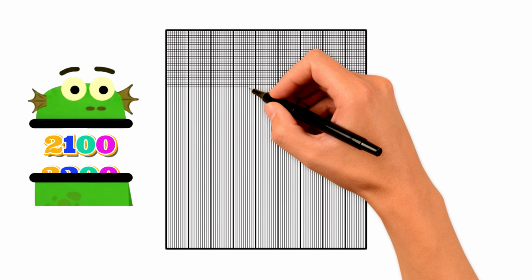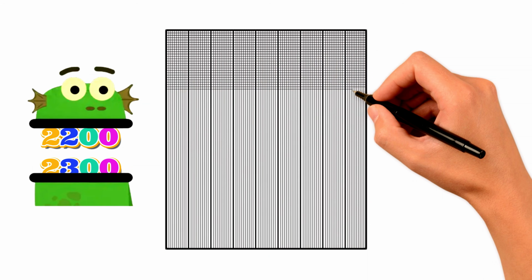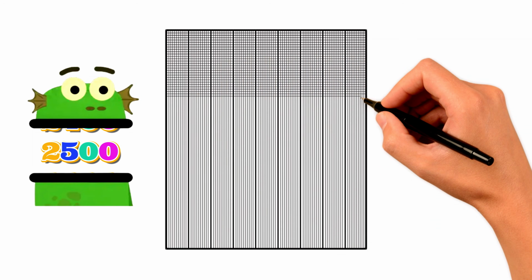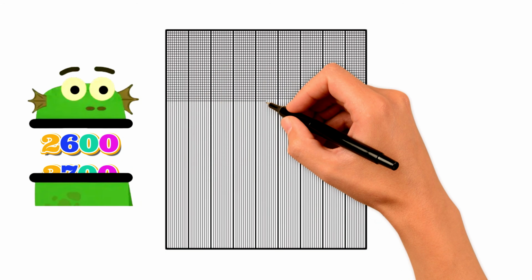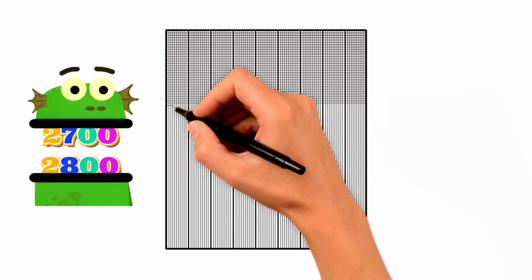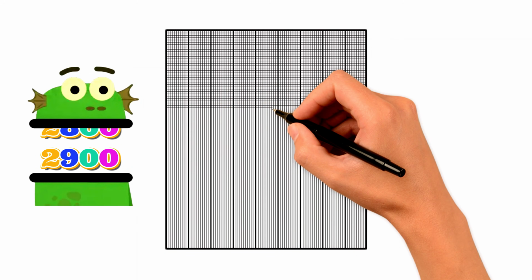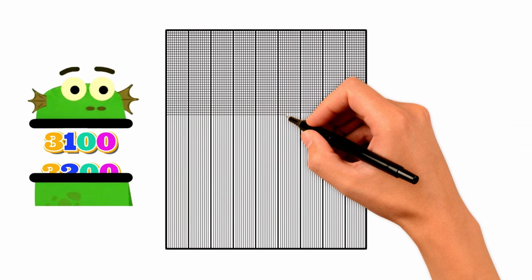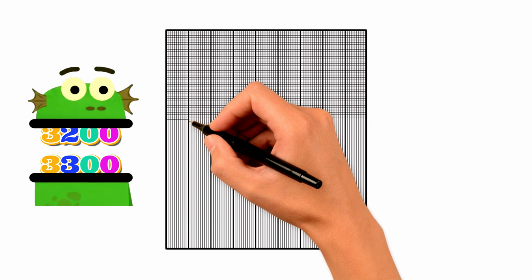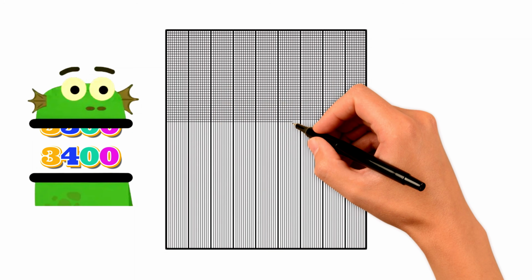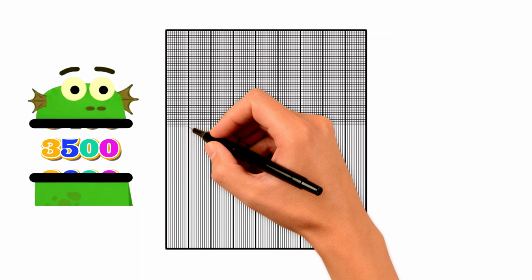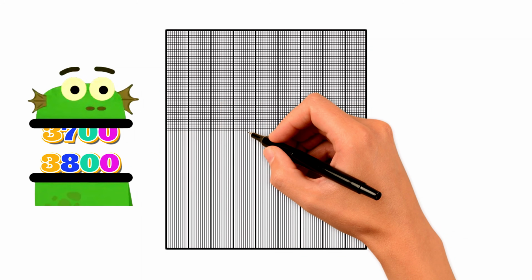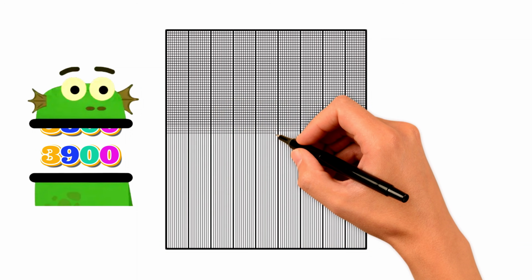2,100, 2,200, 2,300, 2,400, 2,500, 2,600, 2,700, 2,800, 2,900, 3,000, 3,100, 3,200, 3,300, 3,400, 3,500, 3,600, 3,700, 3,800, 3,900, 4,000.